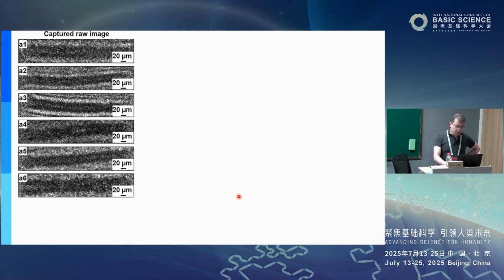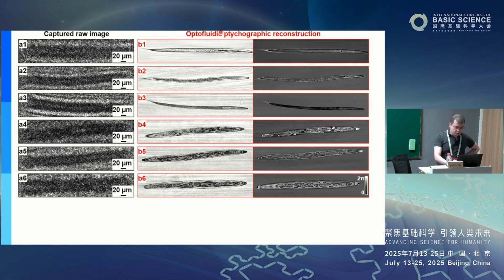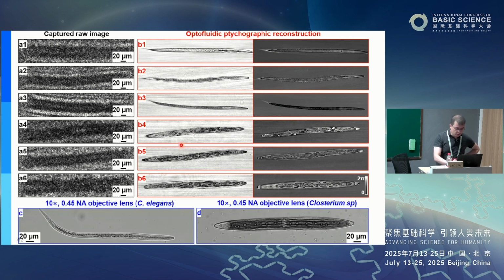So this is just another example. This is the C. elegans. Based on the diffraction pattern, we can recover the intensity and the phase information. We can also compare this with the conventional optical microscope.